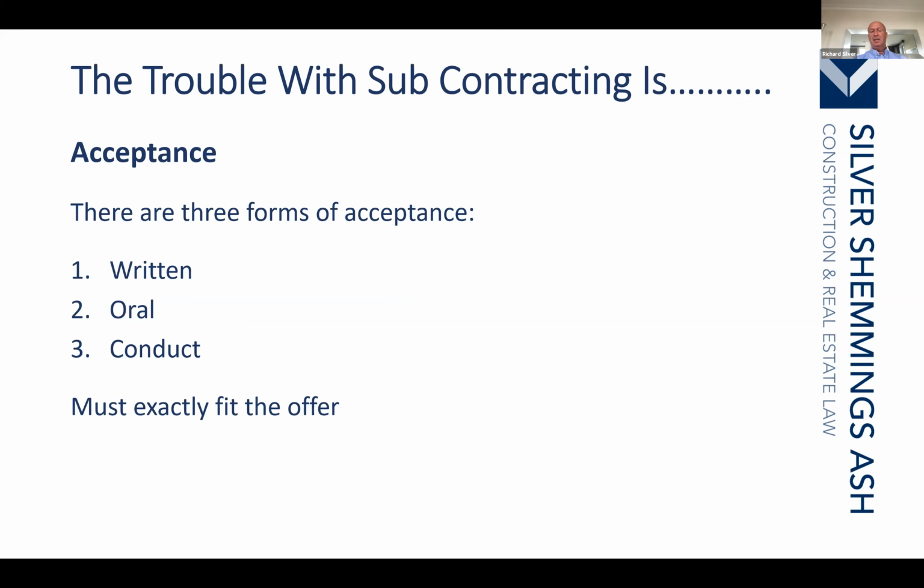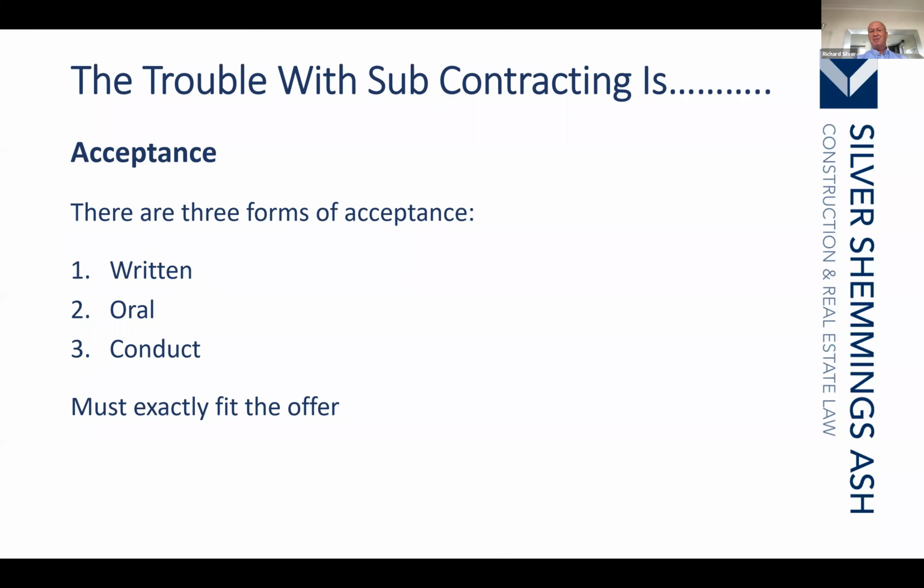Now, as far as written is concerned, you get a subcontract order and you receive it, and there's an acceptance form at the back, and you have to sign it, you sign it and return it, you've now accepted. But if you sign it and then add a little term, subject to our terms and conditions, above your signature, you've now made a counteroffer.